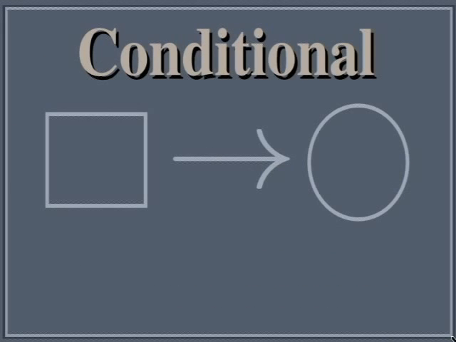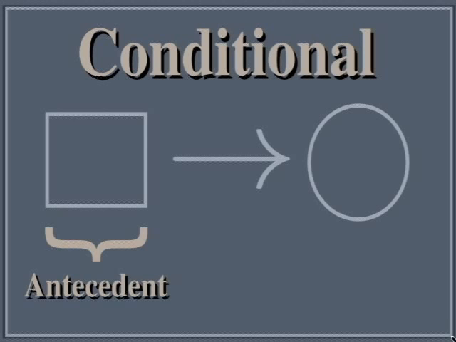When doing derivations, we'll want to think of a conditional as a well-formed formula that's made up of three parts: an arrow, the part before the arrow, which we'll refer to as the antecedent, and the part after the arrow, which we'll refer to as the consequent.